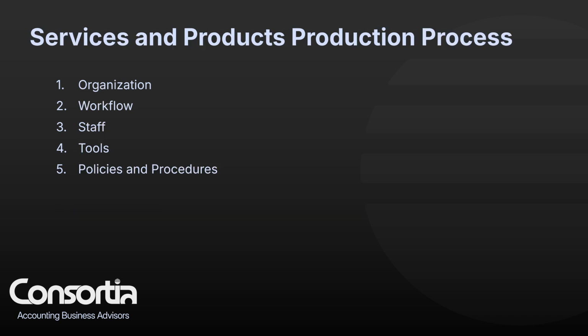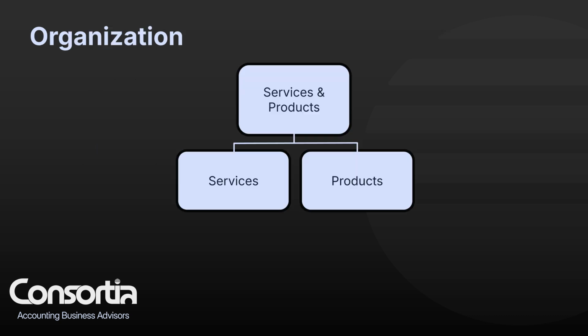So, as far as the services and products production process, we have a 5-step process we're going to go through, and I'm going to take the time to explain each of these to you. I like to keep things short, sweet, and simple, so I'm just going to introduce it, explain it, and move on. Number 1 is organization. Number 2 is workflow. Number 3 is staff. Number 4 is tools. And number 5 is policies and procedures.